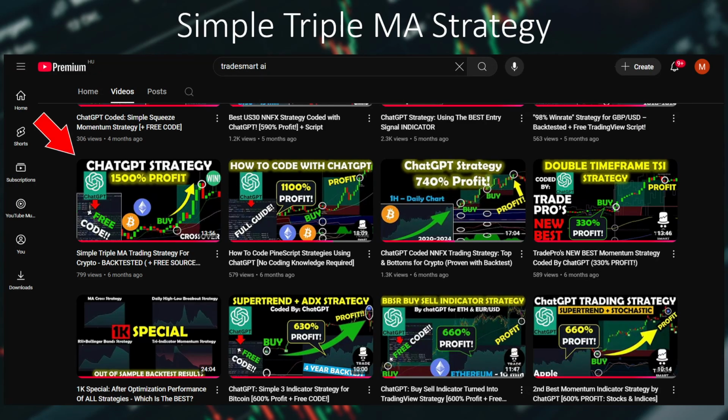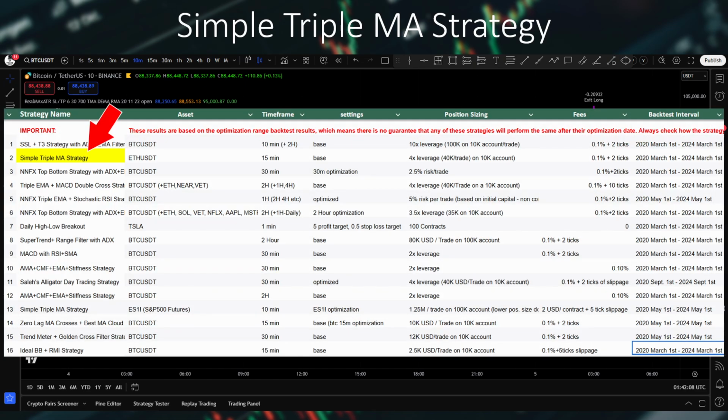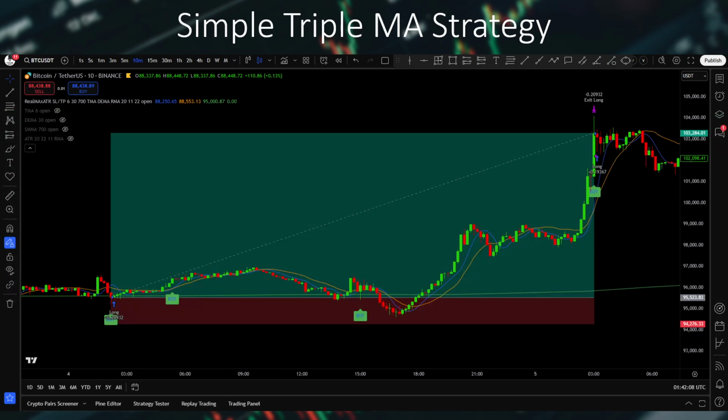Do you remember the triple EMA strategy I showcased many months ago? That strategy, despite being one of the simplest strategies I ever created, is still listed as the second best strategy in our strategy ranking spreadsheet. So I decided to take another look at it and optimize it for another asset and time frame combination.